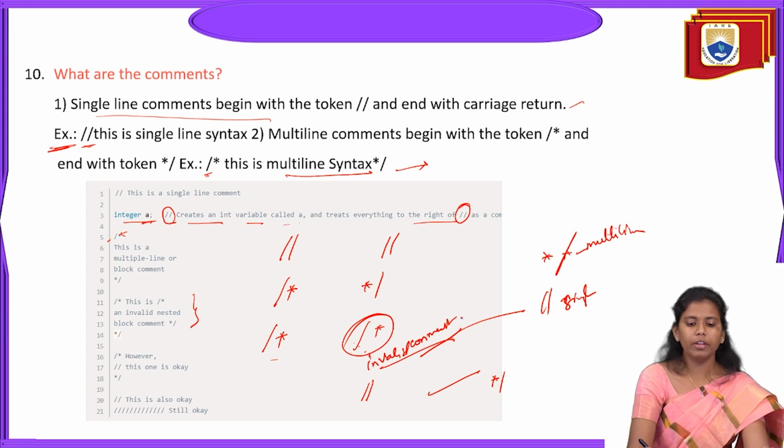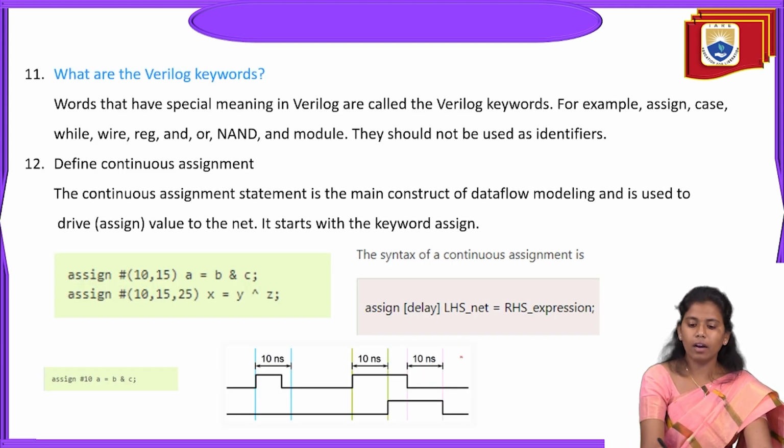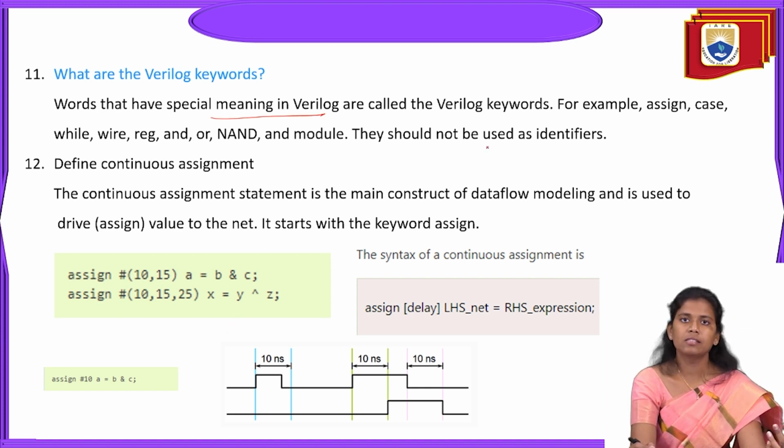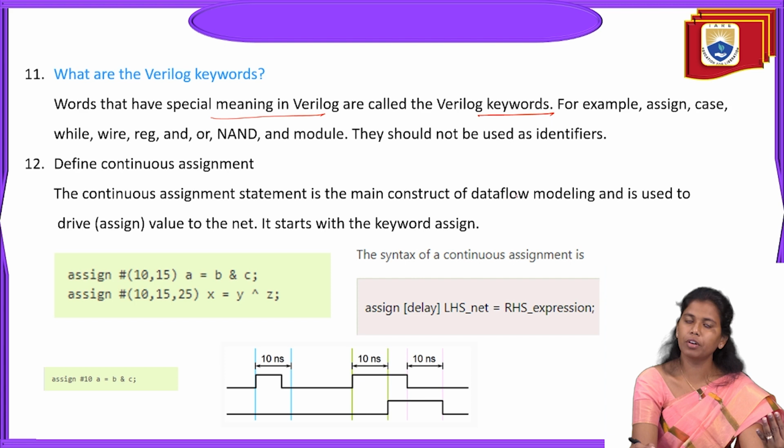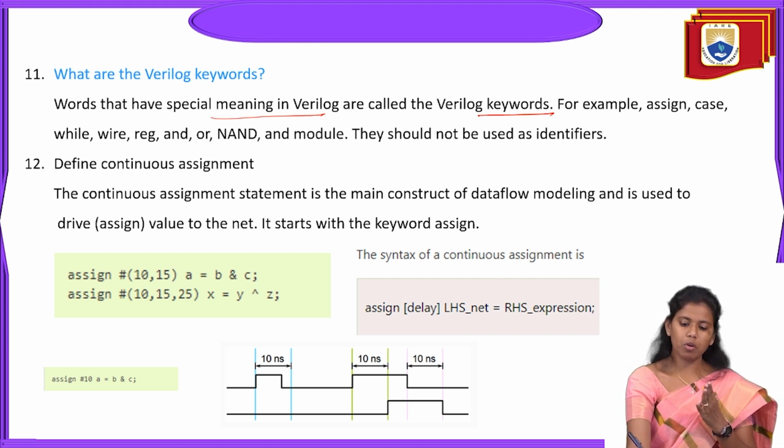Then what are Verilog keywords? Verilog keywords have special meanings and are called Verilog keywords. For example, in Verilog, as I said, we have 4 types of abstraction levels in which we can write the code. These 4 abstraction levels are behavioral modeling, gate level modeling, data flow modeling, and switch level modeling.